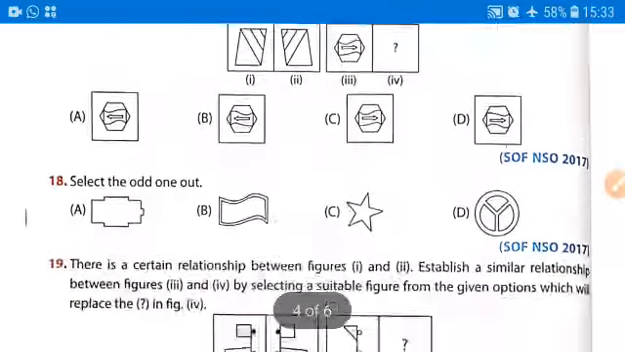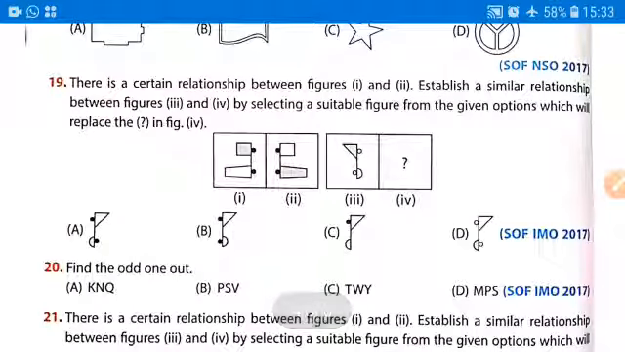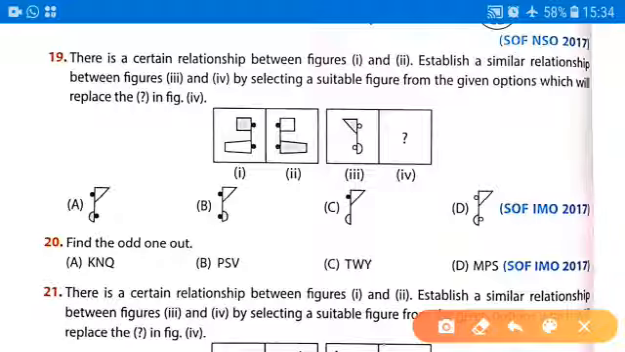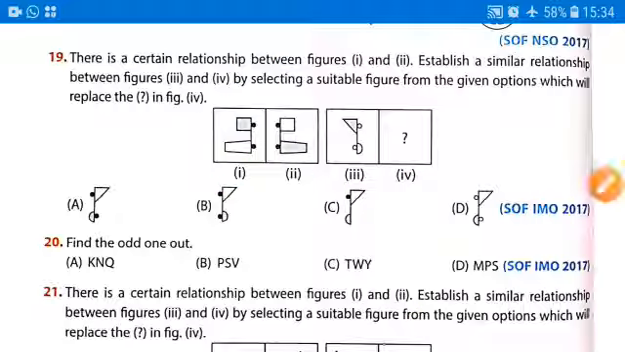Now coming to the next question, that is question number 19. There is a certain relationship between figure 1 and 2. Establish a similar relationship between figure 3 and 4 by selecting a suitable figure from the given options which will replace the question mark in figure number 4. Very simple. Simply we have figure 1, figure 2, we have figure 3, figure 4. We have 4 figures here. Okay, so there is a relation between figure 1 and 2. Let us check what is the relation.